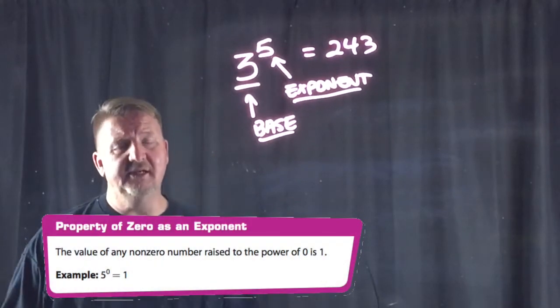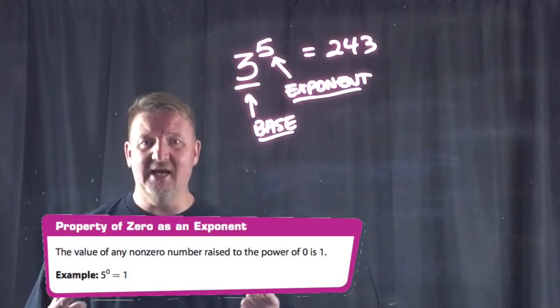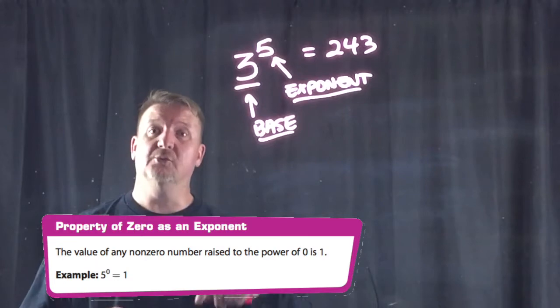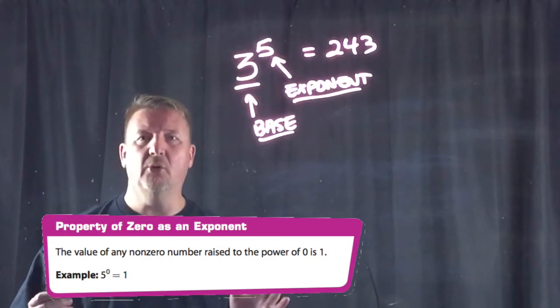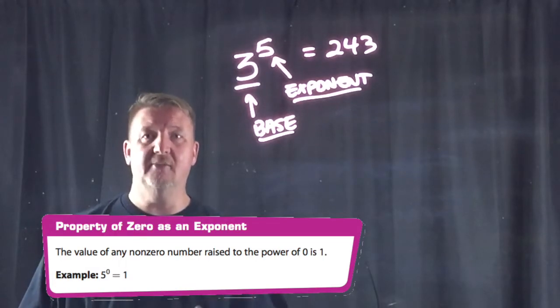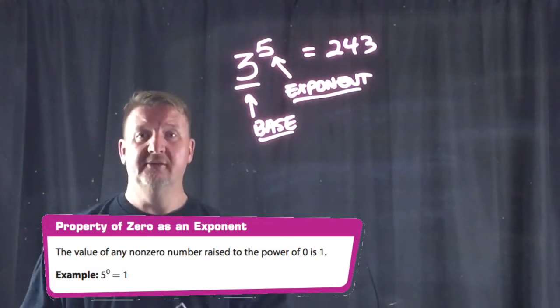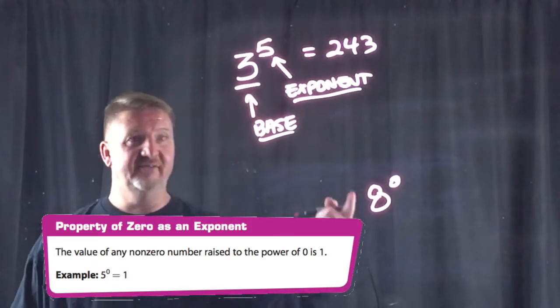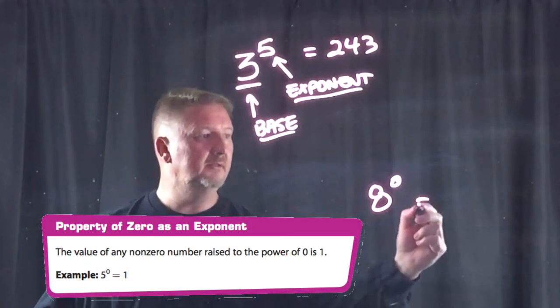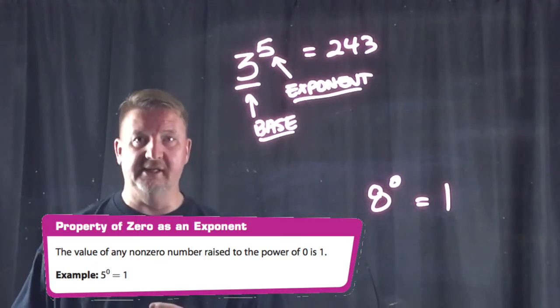Okay, the next thing you need to know about exponents is that anytime you have a number that's raised to the 0 power, the answer is always going to be 1. Now this is important. Anytime you have a number that's raised to the 0 power, the answer is going to be 1. So if I have 8 raised to the 0 power, the answer is 1.